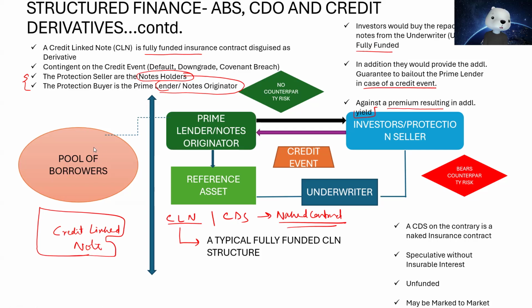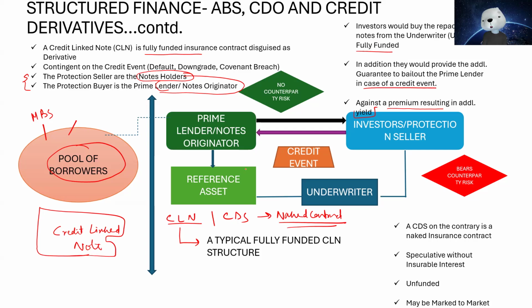So to begin with, I'm going to assume that we're talking about a structured security where we have the pool of borrowers out here, and taking these loans as collateral, the prime lenders or the originator would issue securities in the market. The investors are going to invest in those securities, the backing of which is the borrowers' pool. Now, mind you, here the borrower pool need not only be MBS, it could be any other credit-sensitive security, as we may have studied earlier. Now, in this case, if there is a credit event, let's understand what happens. The investors would first purchase the security from the notes originator. The notes originator would have the collateral as their backing.